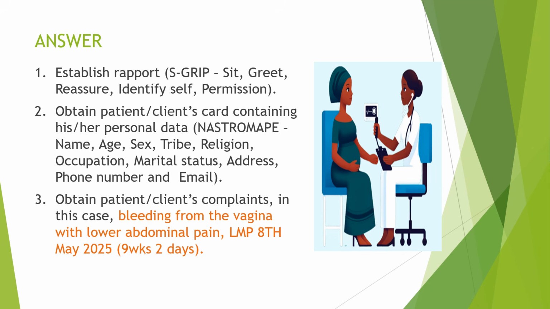The next thing is to obtain the client's card containing their personal data, which is the name, age, sex, tribe, religion, occupation, marital status, address, phone number, and possibly email if they have. Now, when you take these down, the next thing is to obtain the complaint, which in this case, she's going to say that she's having bleeding from the vagina with lower abdominal pain, and her last menstrual period is May 2025. It's about 9 weeks to date.